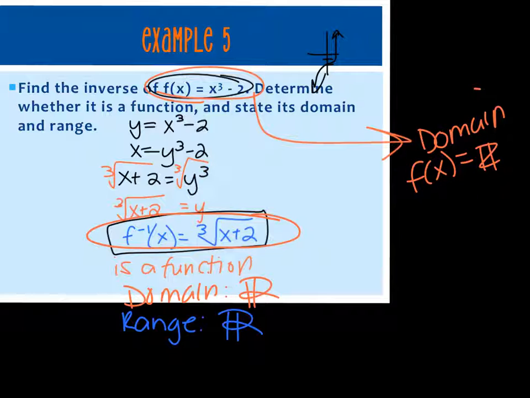But by looking at the equation, you'd have to figure out, is there a restriction on x? That would be my domain. And then if I had those values, what kinds of y's would I get out? Which is a little bit trickier. It's easier to do it the other way. Find the domain of each function, and the domain of your initial function becomes the range of the second function.